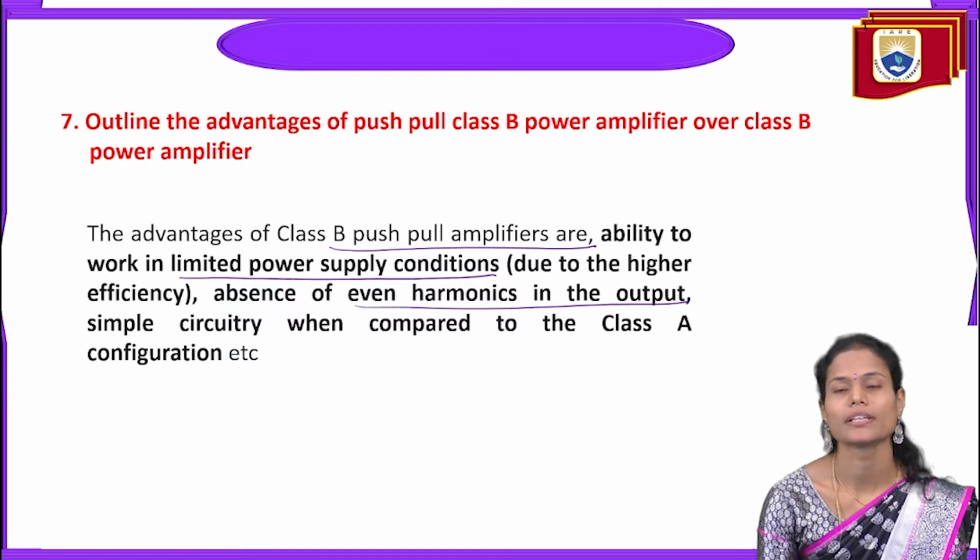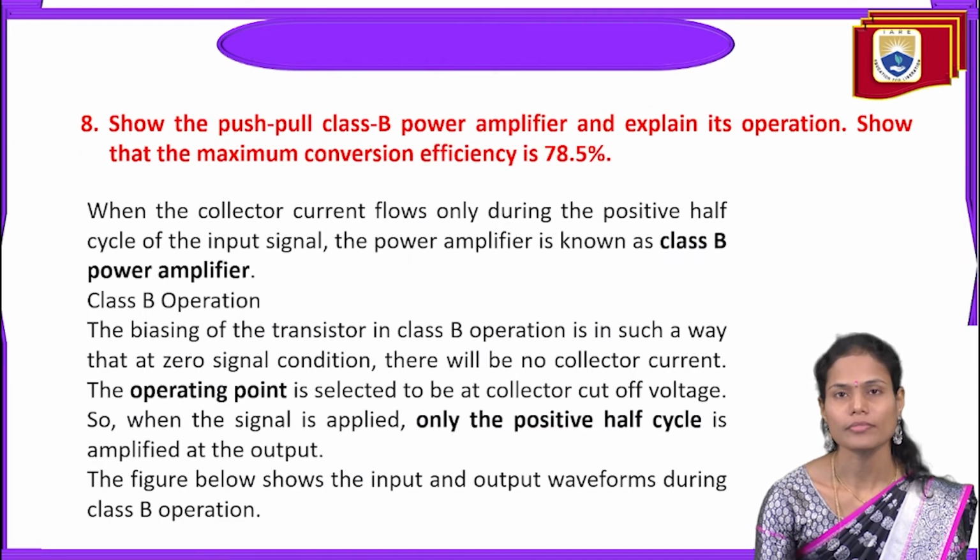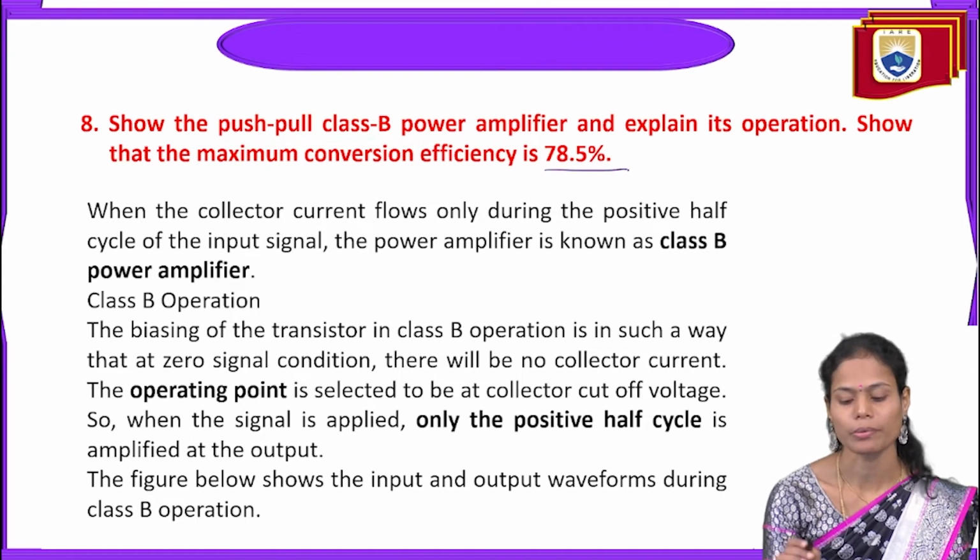So we need to explain the construction of both the circuits and the working of both the circuits, and then we need to mention these particular points to explain this given question. And next, show the push-pull Class B power amplifier and explain its operation. Show that the maximum conversion efficiency is 78.5%.